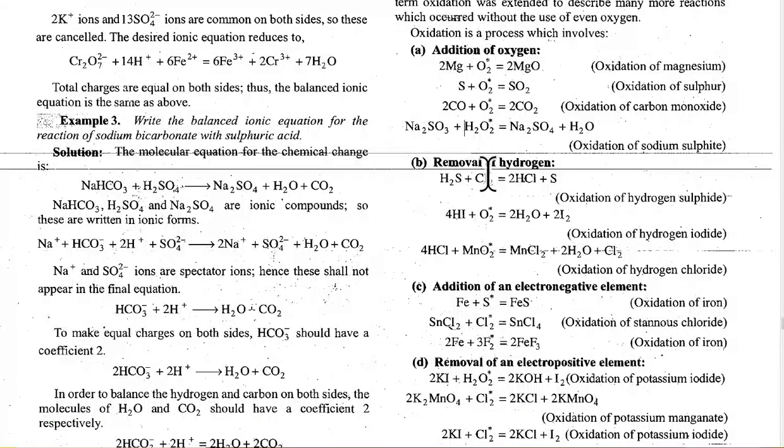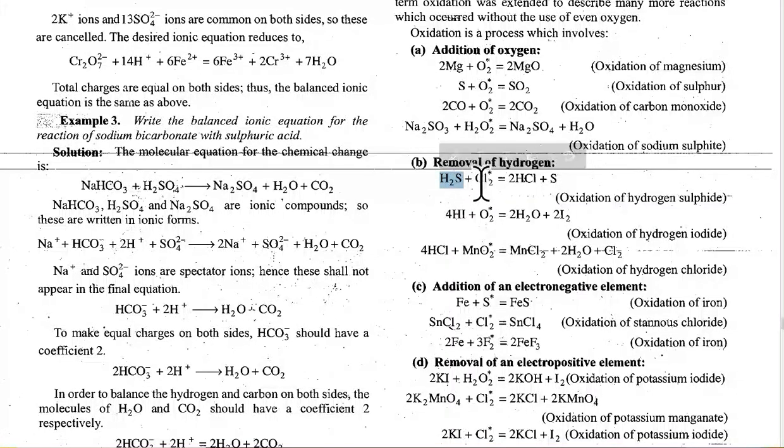Next is oxidation on the basis of removal of hydrogen. Addition of oxygen is called oxidation, or removal of hydrogen from any molecule is called oxidation. You can see, students, in this reaction H2S reacts with Cl2, and H2S gets converted into 2HCl and sulfur is also formed. We can see here H2S gets converted into S. So 2 hydrogens are removed from this molecule. Okay, so here we say oxidation of hydrogen sulfide takes place.